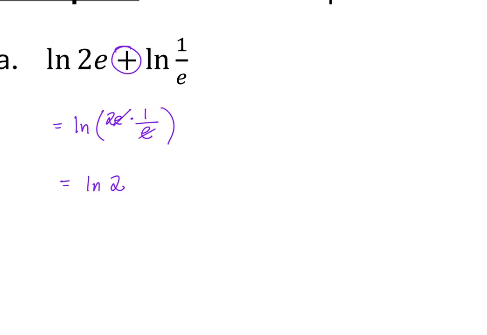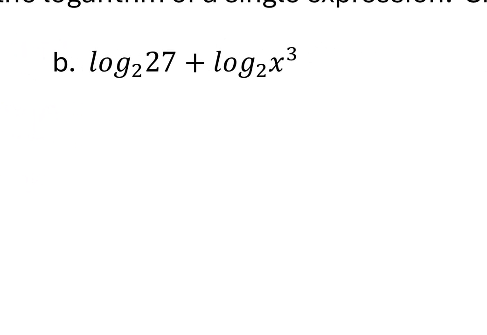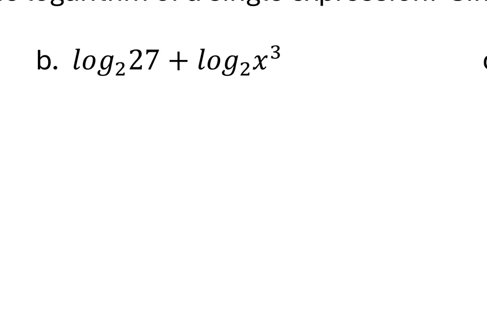All right, let's go ahead and look at the next one. We have log base 2 of 27 plus log base 2 of x cubed. We can combine this again. Addition, when we combine, turns into multiplication. And so what we get is log base 2 of 27 x cubed. We can't do anything else with it, and so we are done.